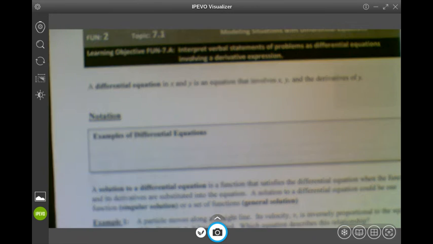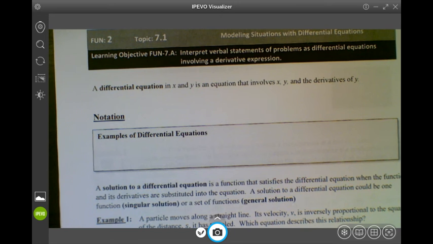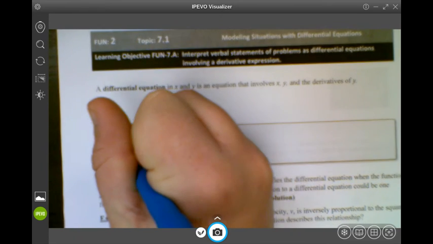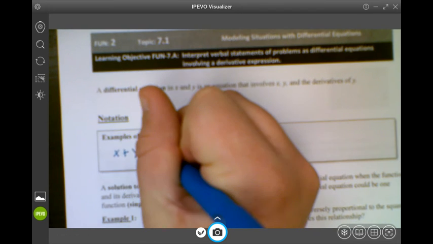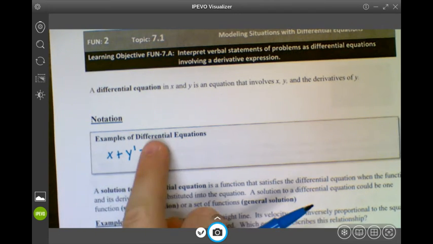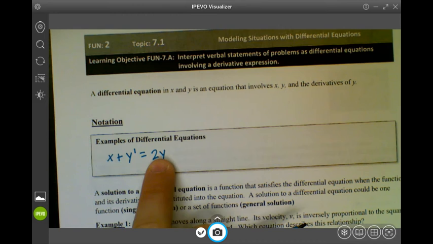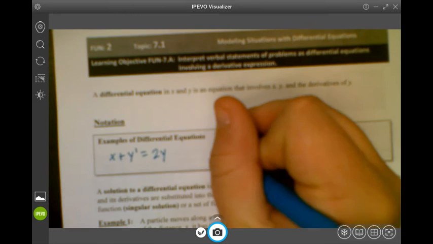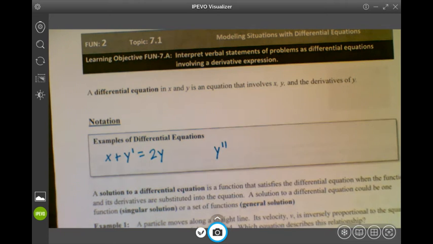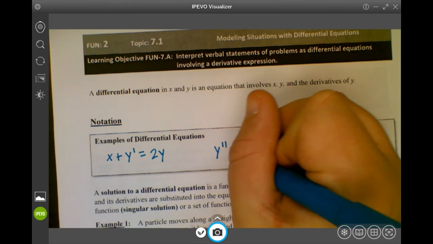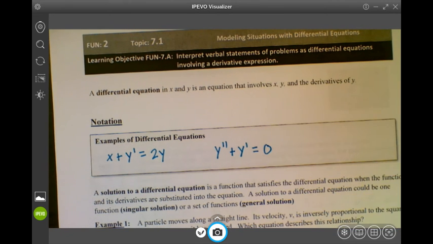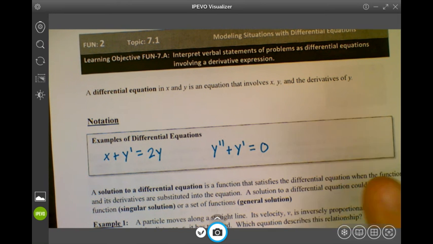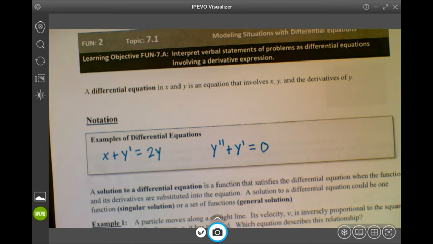So, for example, a differential equation might look like, I don't know, something like this. Maybe you have x plus the derivative of y is equal to 2y. It is a differential equation. It has both x and y like we used to in a normal equation, but then it also has a derivative. It could be something like, hey, the second derivative of y plus the first derivative of y is equal to 0. That's a possibility because it has the derivatives. It does not have to contain both x and y, but it just has to have its derivatives in there.